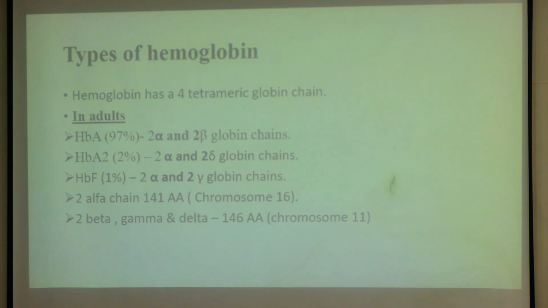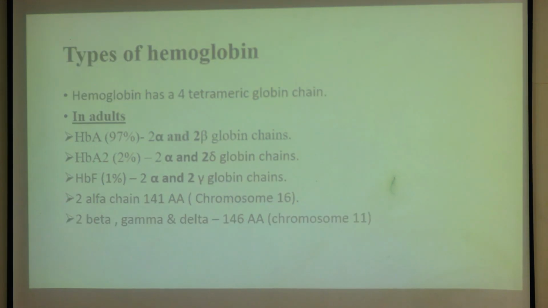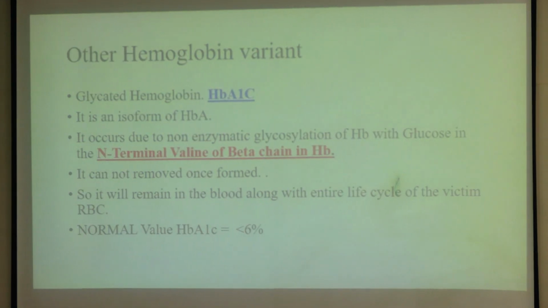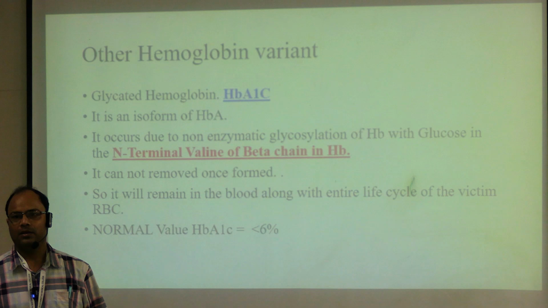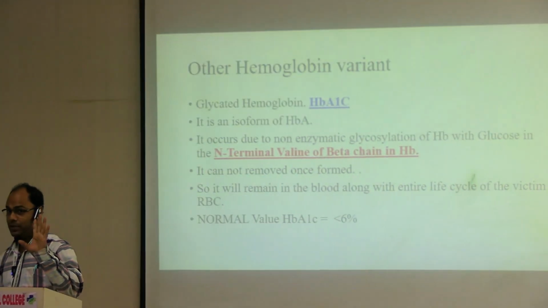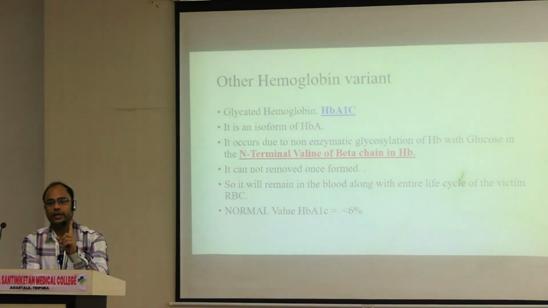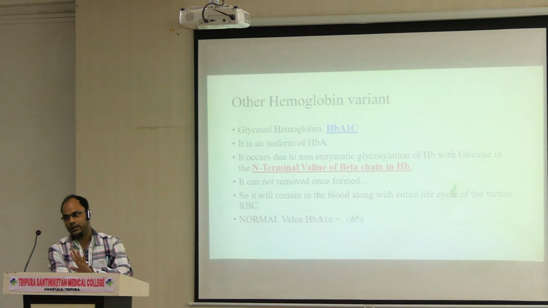Next, other hemoglobin variants. In case of adults suffering from diabetes, nowadays we test HbA1c. You've heard the term HbA1c. This is one type of variant of adult hemoglobin. Please remember, HbA, not A2, not F, only HbA.